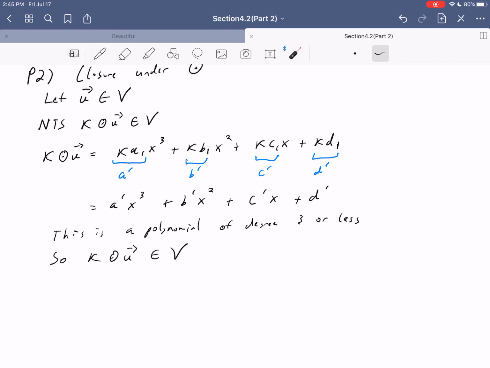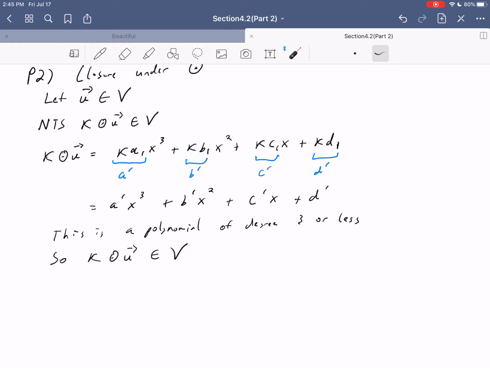All right, so we've shown both the closure properties. In other words, what we've basically shown is that whenever we use our vector addition or our scalar multiplication, if we start with something in our vector space, we will get something that is in our vector space. So we won't somehow end up outside of the vector space.